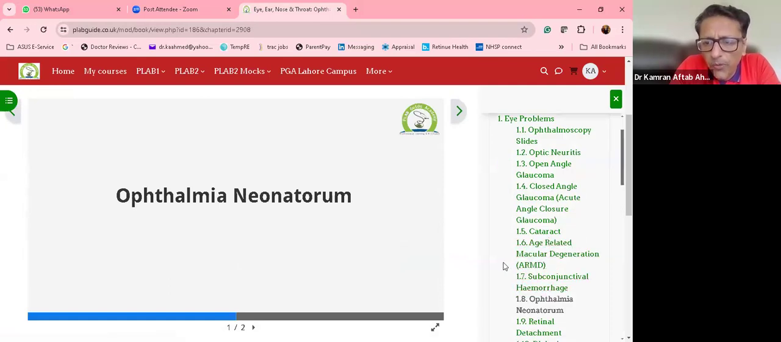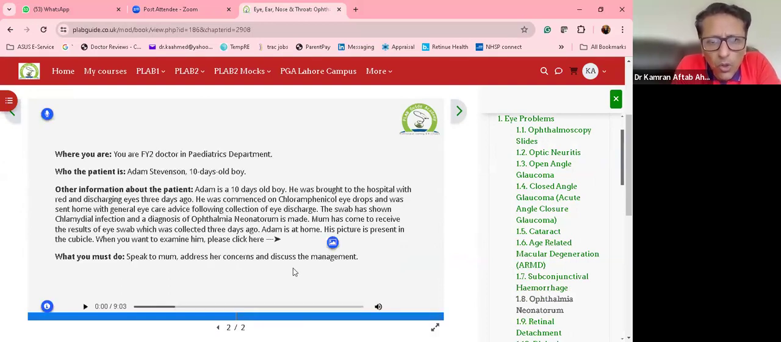Okay, so let's move to the next scenario, and that is ophthalmia neonatorum. So first of all, what is ophthalmia neonatorum? Conjunctivitis in the first few days of life is what we call ophthalmia neonatorum. What can be the causes? It can be a chlamydial infection, it can be gonococcal infection, or it can be any other infection really, okay? But the first two, chlamydial and gonococcal, are the most notorious ones. And you need to know well about these infections.